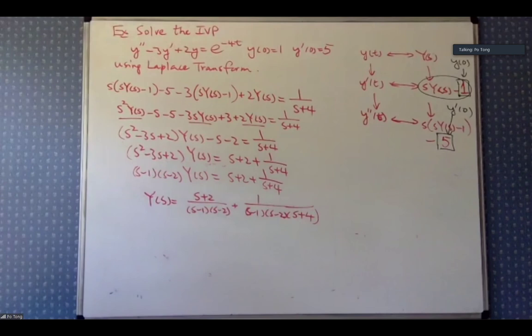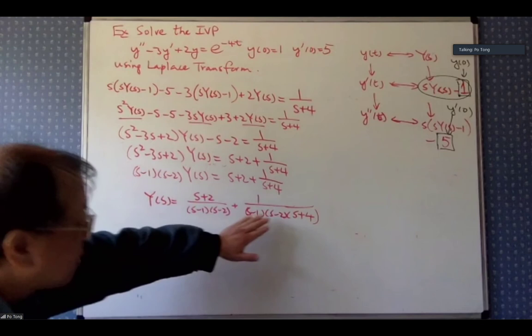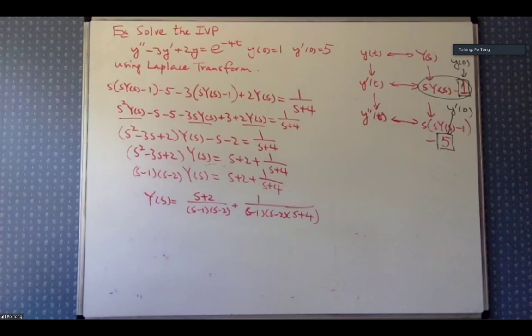It's a lot of calculation, guys. Now, there are two ways to do it from here. Two ways to proceed. One way is to do partial fraction on this one, and then partial fraction on that one, and after that, combine them. The other way is to combine these two first, and then do just one partial fraction. And that's what we're going to do.